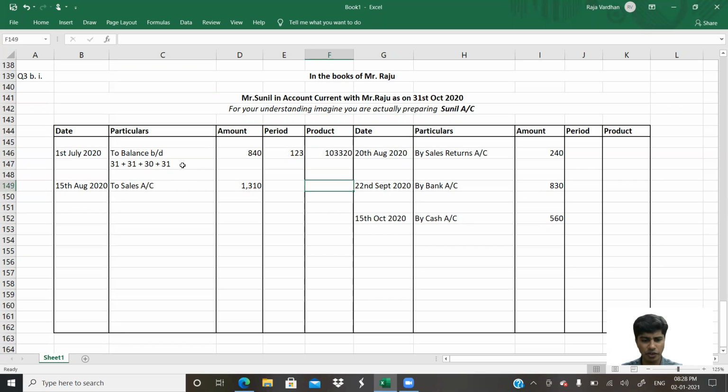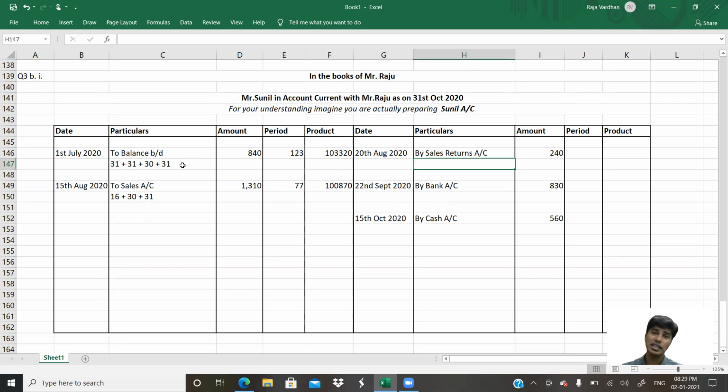Same thing we would have to do for others. Let's do for this, counting from 15th of August. 15th is not counted. We'll start counting from 16th. So August has 31 days. 15 days are gone, so 16 days are remaining in August. Plus September has 30 days. Plus October has 31 days. So it is 16 plus 30 plus 31. That comes to 77 days. Product is found as 1310 multiplied by 77. Same thing we have to do for these three transactions also. Let us do it.